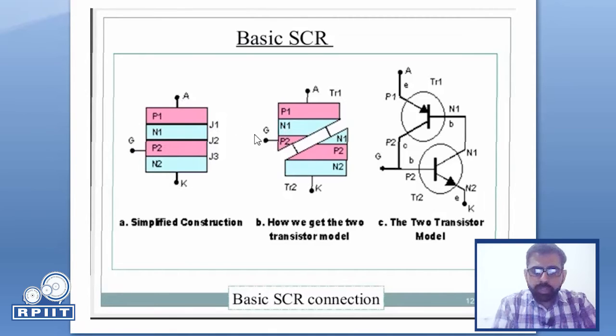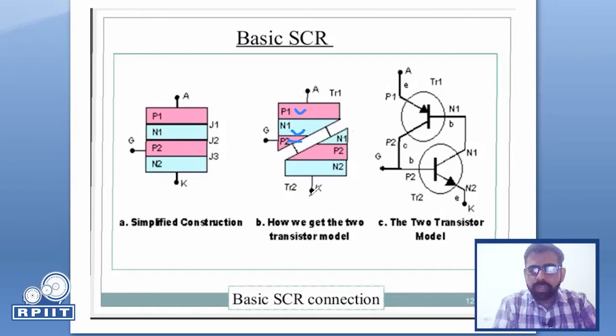This is the simplest construction of our thyristor. We can split this into a 2 transistor model, meaning a PNP and an NPN. So we convert the P, N, P, and again convert the N, P, N. So we have these 2 transistors, PNP and NPN, right?